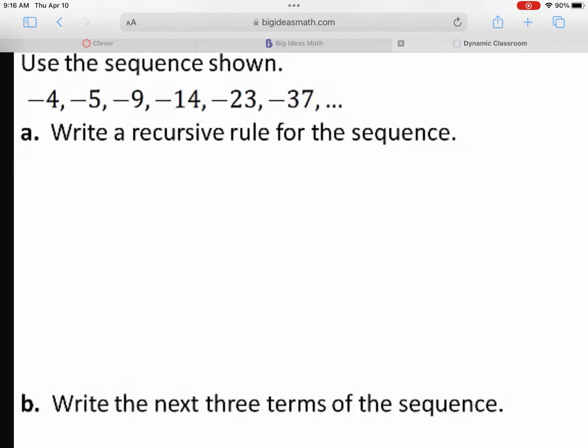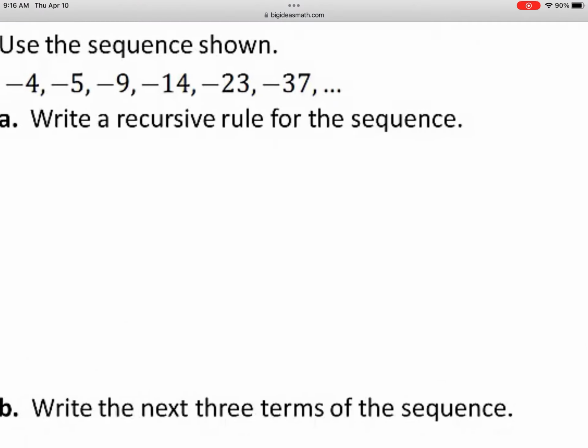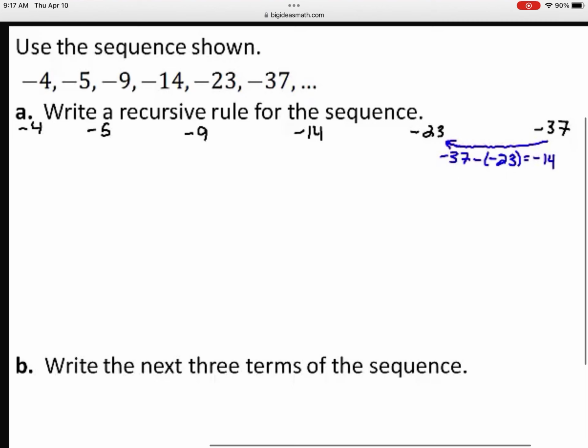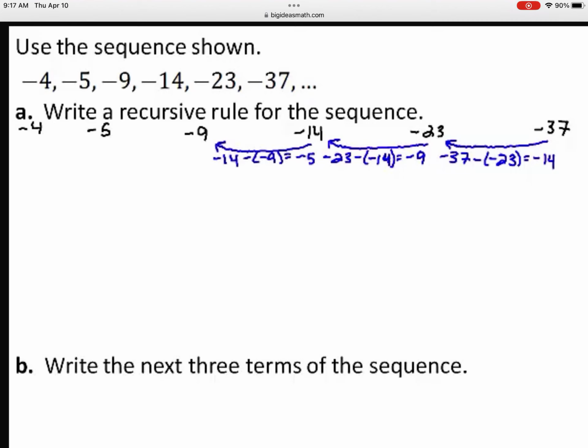Use the sequence shown. Part A: write a recursive rule for the sequence. First, you want to find the difference between each pair of consecutive terms. Negative 37 minus negative 23 is negative 14. Negative 23 minus negative 14 is negative 9. Negative 14 minus negative 9 is negative 5. Negative 9 minus negative 5 is negative 4, and negative 5 minus negative 4 is negative 1. There is no common difference, so the sequence is not arithmetic.